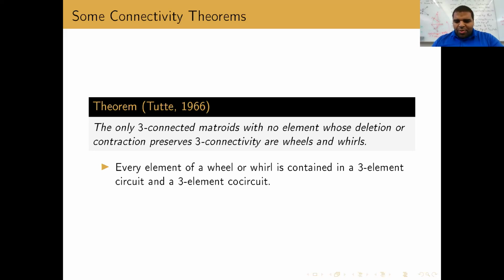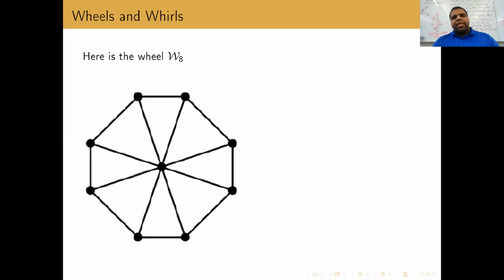I'm guessing most of us are familiar with wheels and whirls, but just in case, here is the graph W8, the wheel W8. The matroid you get from this would be the graphic matroid of this graph. These spoke edges are contained in a couple of 3-element circuits, these triangles. But they're also contained in a 3-element co-circuit, this triad. If I delete these 3 edges, then the rank of my matroid goes down by 1. So it's contained in a 3-element circuit and a 3-element co-circuit.